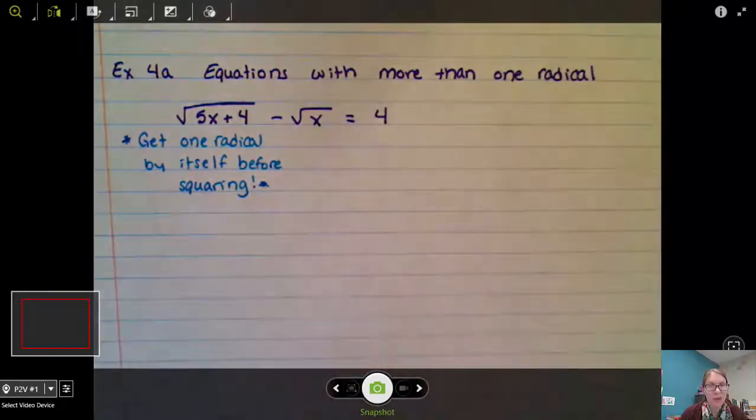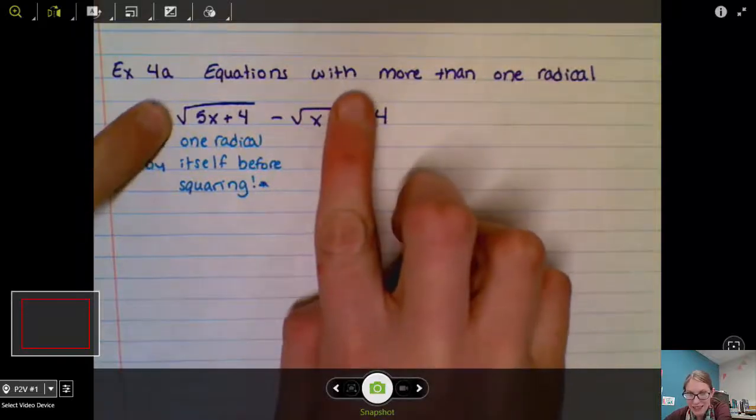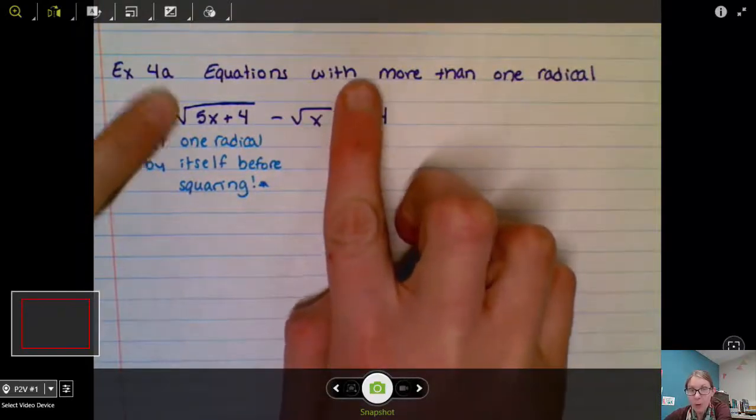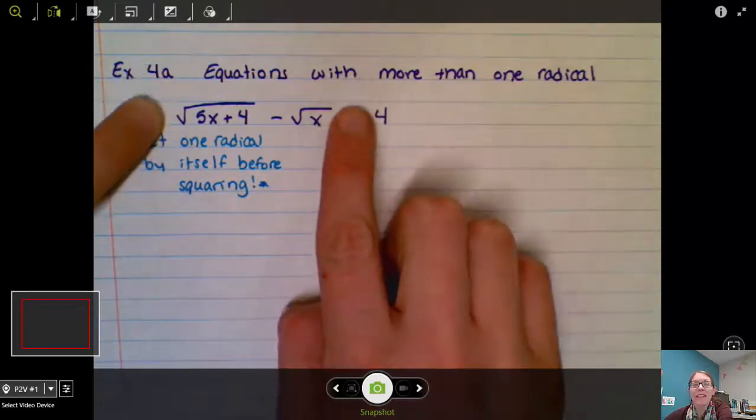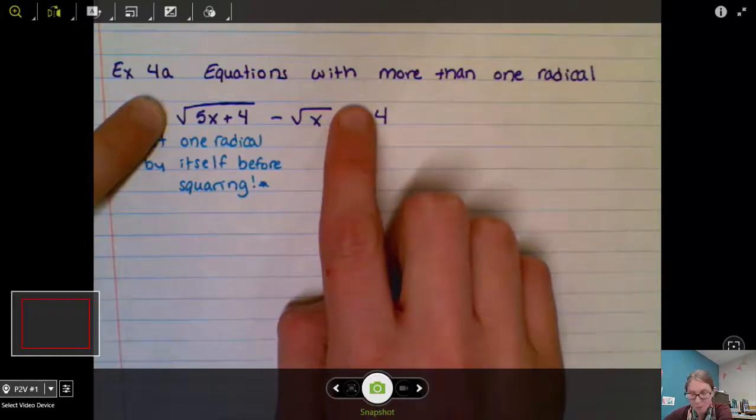Now the reason I really want to get one radical by itself first is because if I just squared both sides now, I'd have to FOIL square root of 5x plus 4 minus the square root of x times itself, and that sounds pretty miserable.